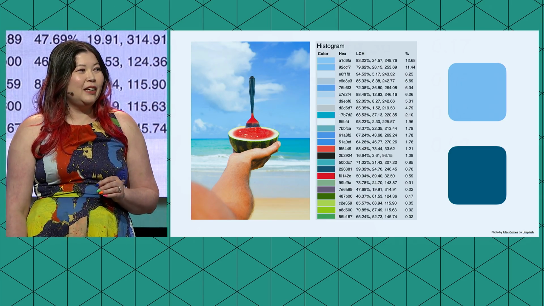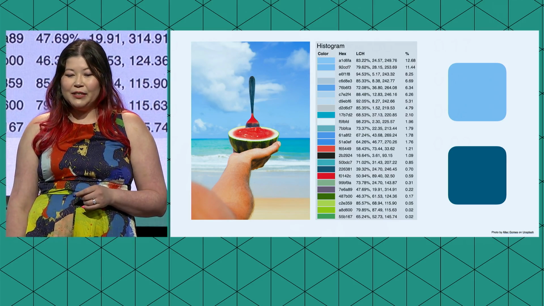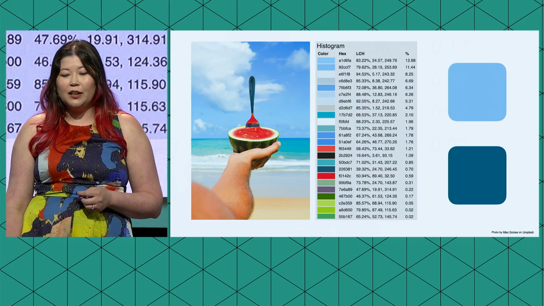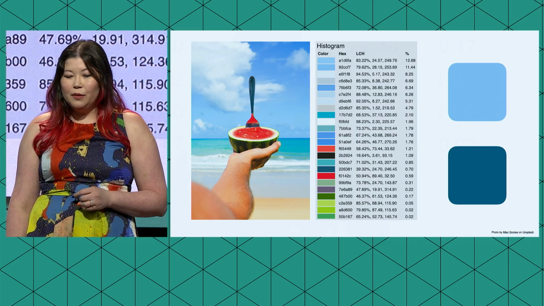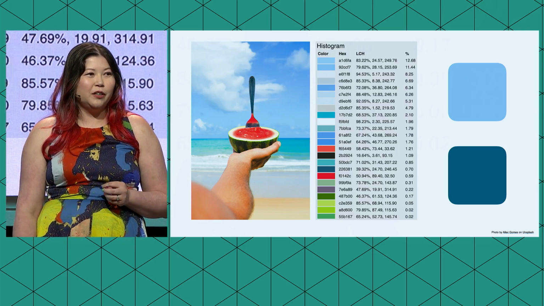The colors being in the LCH color space helped me do this because I was able to write logic that prioritized the prominence of the color by excluding colors that were too light or too dark.